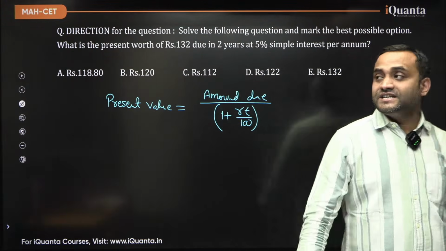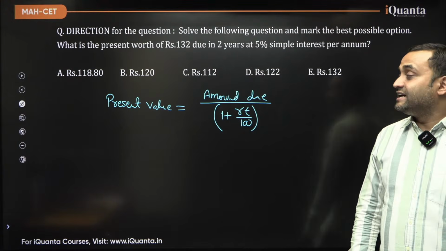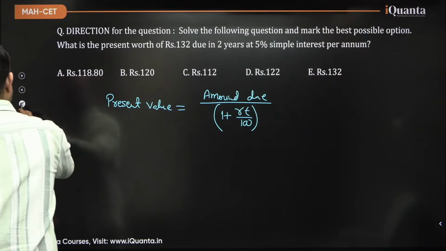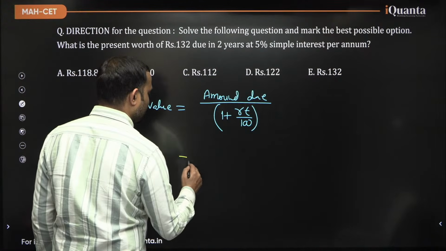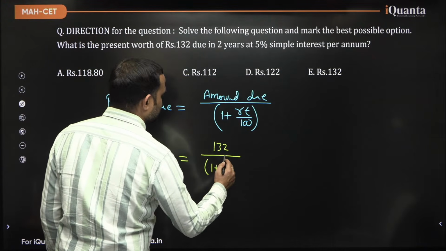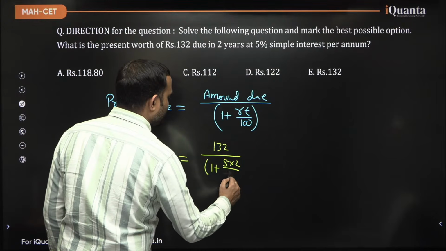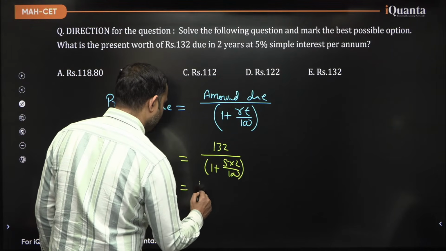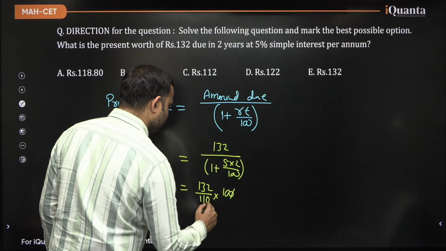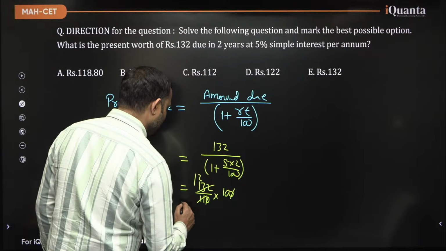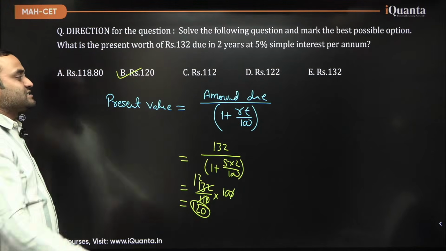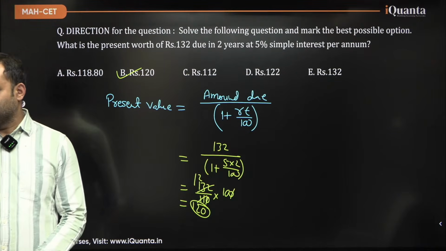So 132 rupees is due in 2 years with rate of interest being 5%. So what will be the present value? That will be equal to 132 divided by 1 plus 5 into 2 upon 100. That is equal to 132 upon 110 into 100. So 0, 0 cancelled out. This is 12 times, so this is 120. 120 is the correct answer, which is nothing but option B, right?